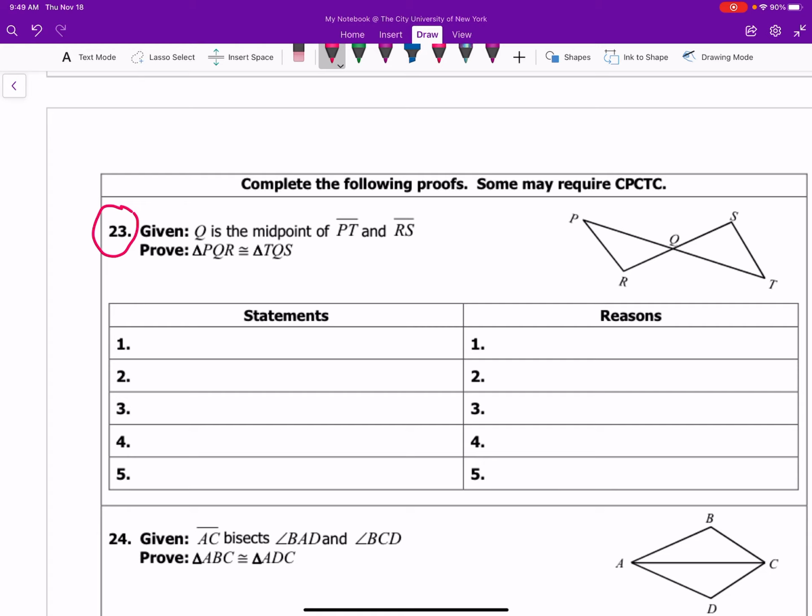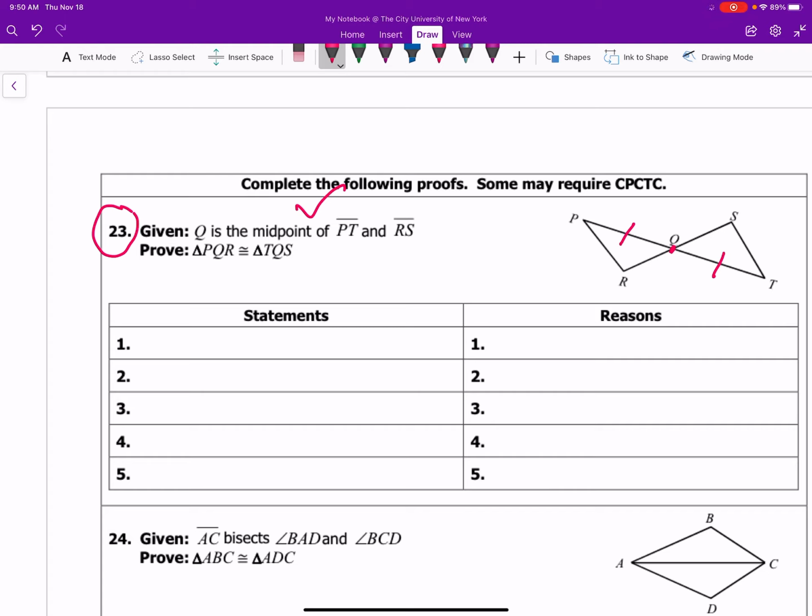Right. So you see, once they say Q is the midpoint of PT and RS, that should be given. So you should write this statement, and the reason should be given. Okay, so mark it. Q is dividing this PT. So what happens? PQ and TQ become congruent. Why? The reason?